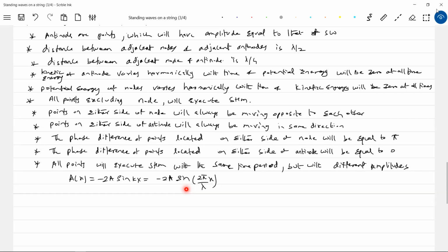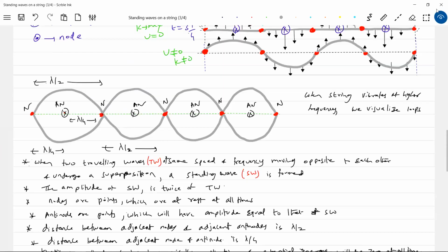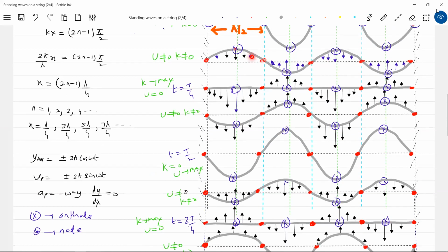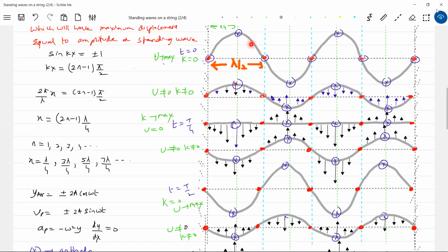How to calculate the speed also? The maximum speed of any point is given by 2a omega sine kx. Among all points, the antinode will have the maximum speed; different points will have different maximum speeds. What happens to the speed of this point? Let me start from here. As it starts moving, speed will increase. When it arrives at the mean position, it will have maximum speed. We have a formula to calculate that maximum speed. Then as it moves further, speed will decrease and it comes to rest. Then again it repeats. A point on a rope will be executing SHM.